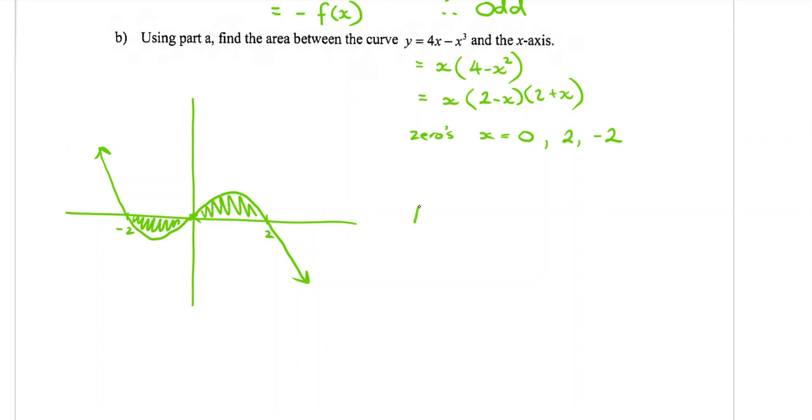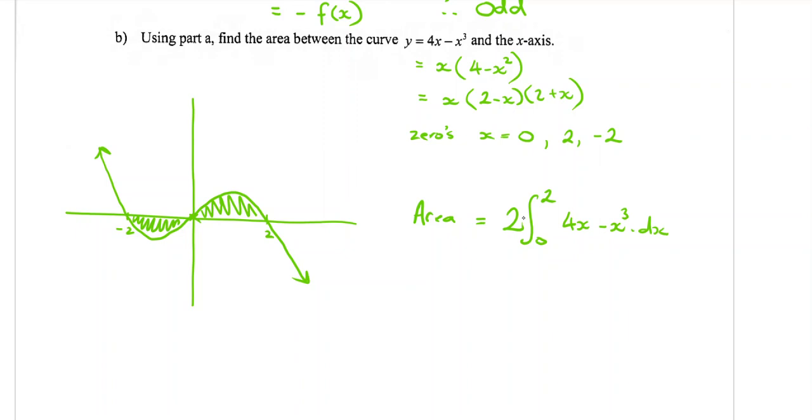So if I want the area, I'm just going to choose one section. Now, me personally, I like positive sections of area. It's a little bit nicer. So I'm going to go between 0 and 2 of my 4x minus x cubed, and I'm going to double it because there's 2 of them. This negative bit here is the same size.